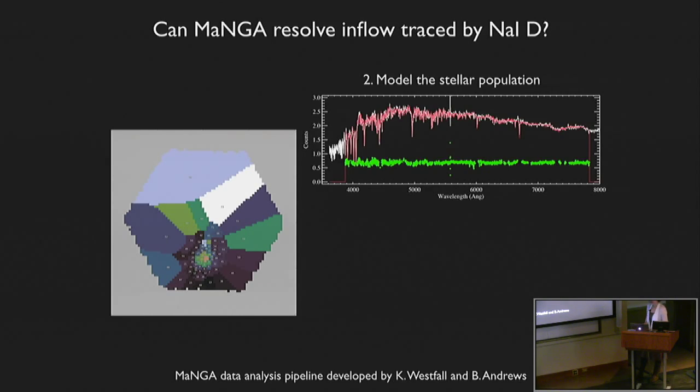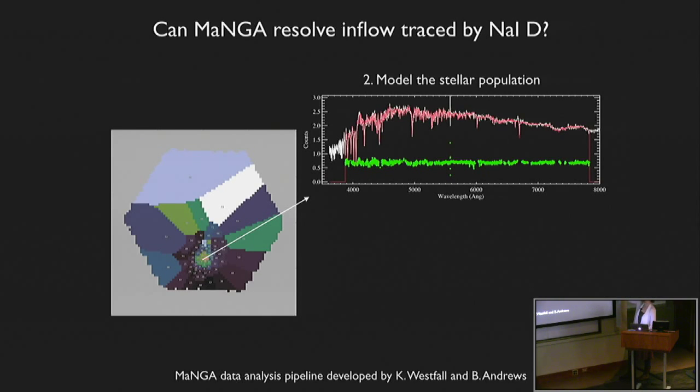And so then the next step is to model the stellar continuum in each of these bins. That can be done to very high accuracy with the data analysis pipeline that's being developed by the MaNGA team. So this just shows you how tightly we can fit the stellar continuum from this particular bin, bin zero. All of the bumps and wiggles in this spectrum are very closely reproduced by the stellar population model. And then finally, now we know what the stellar population looks like.